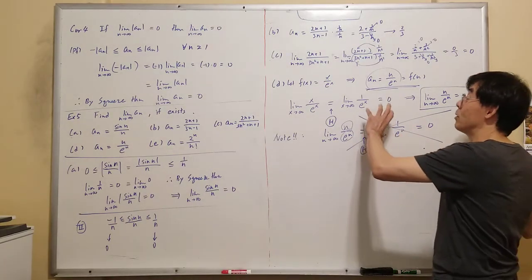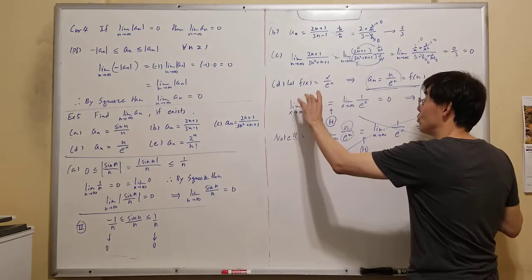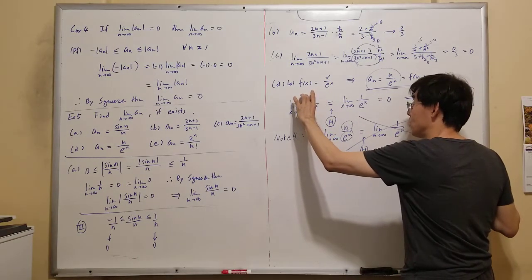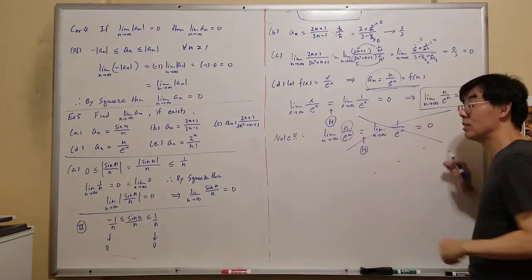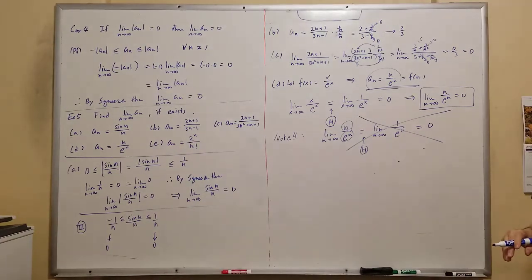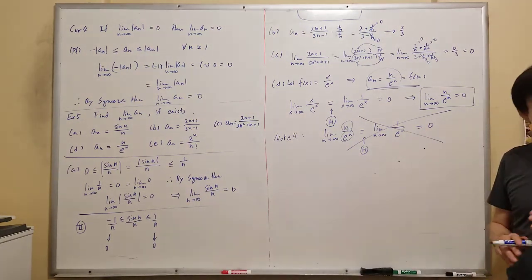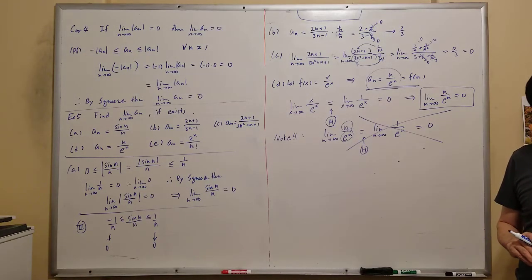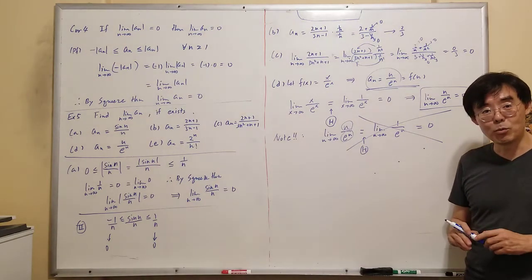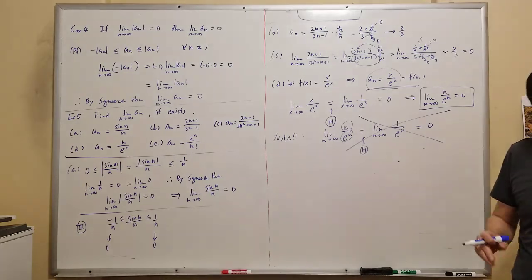You have to apply L'Hopital's theorem to the mother function x over e to the x, not to the sequence. You cannot apply L'Hopital's rule to a sequence. So if you write something like this in a quiz or exam, you're going to lose substantial points because you have been warned. Okay? All right.